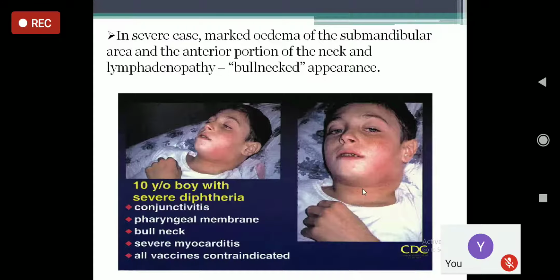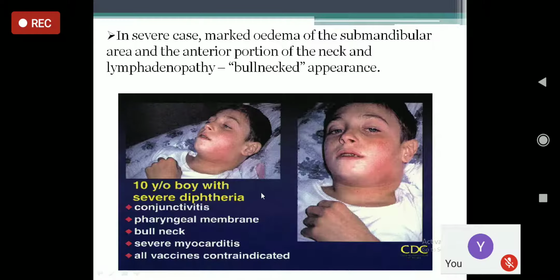If treatment is not given, the child will develop marked edema, the swelling of the mandible area and the anterior portion of the neck, and lymphadenopathy. There will be enlargement of the lymph nodes of the neck area also, and this will lead to bull neck appearance. The neck is very large and swollen. The submandibular area and anterior portion of the neck will be swollen up, and the lymph nodes in the anterior neck and submandibular regions will all be swollen up. And it will give the bull neck appearance.